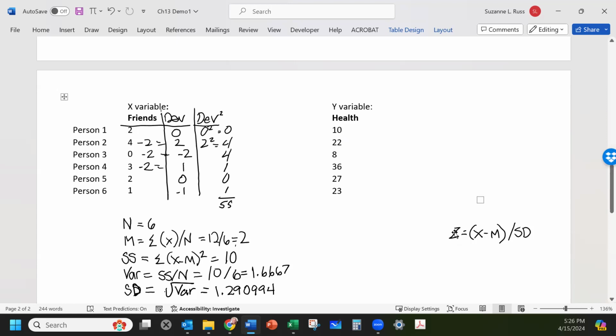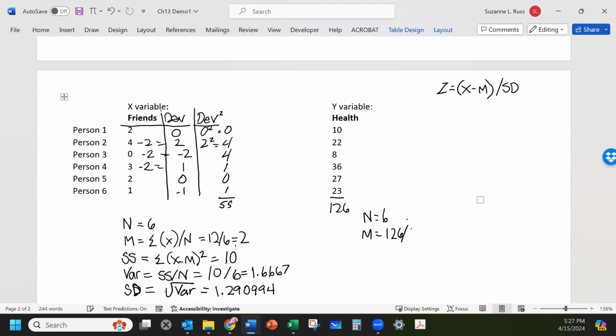this second variable. And I'm going to move this formula up to the top of the page. There we go. All right, so next we figure out our information for this side. N equals 6 again. M equals the sum of all our scores divided by n, which equals 126 when I add all these up, divided by 6, which equals 21. For our sum of squares, we have to do those calculations.